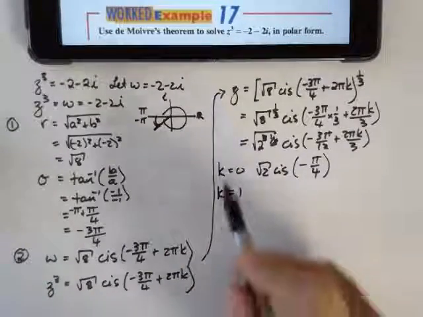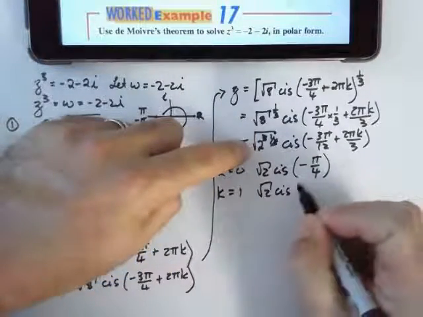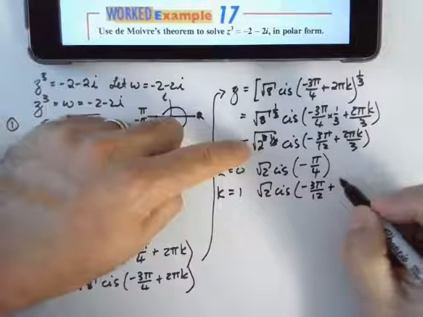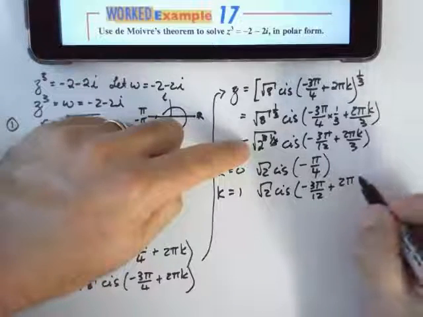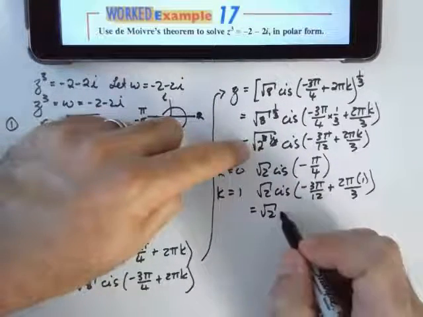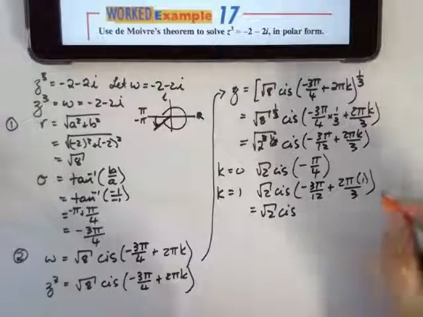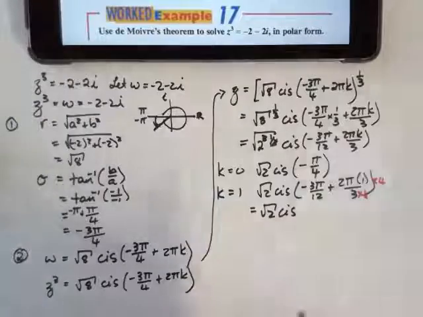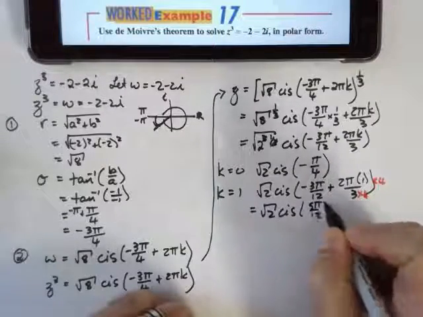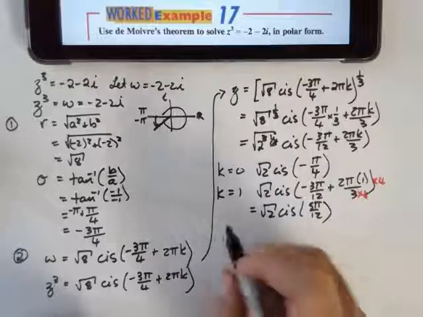Then k can be 1, so that is after one rotation. So with k equals 1, I'm just going to substitute this 1 in here now. It's going to give me square root 2 cis of minus 3 pi over 12 plus 2 pi times 1 over 3. And this I'm just going to simplify now. Square root 2 cis of, this is going to be 2 pi over 3. I'm going to multiply by 4 so that I can have to the power 12. That gives us 8 pi, take away 3 pi, and that will be 5 pi over 12. That's my second answer. Is 5 pi over 12 between pi and negative pi? Sure is.